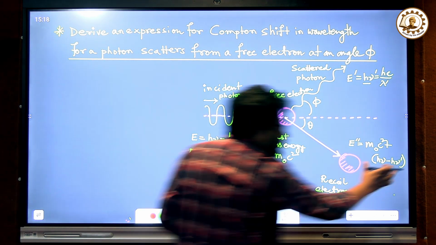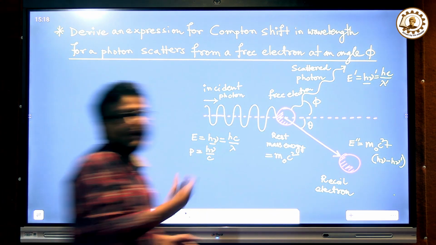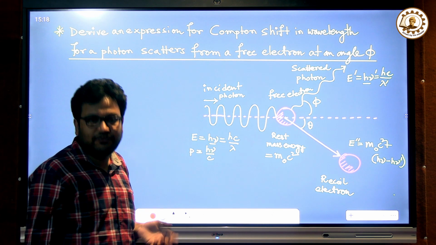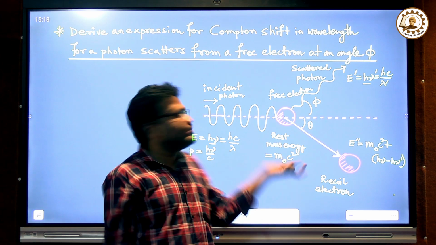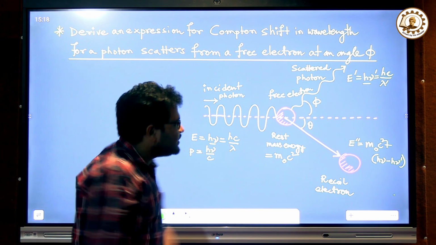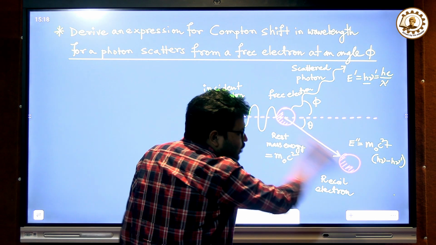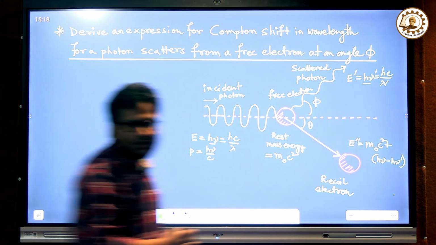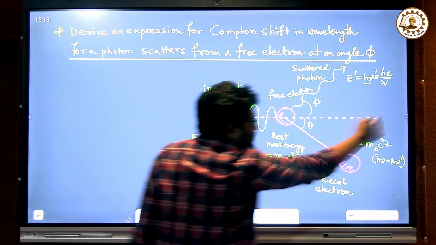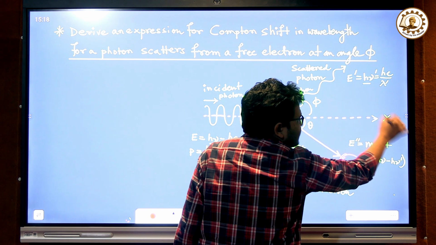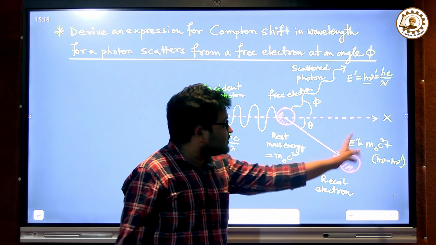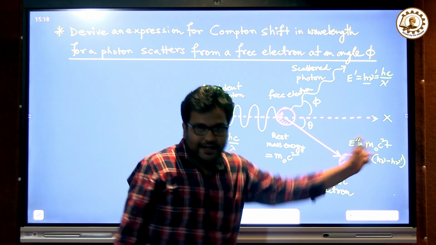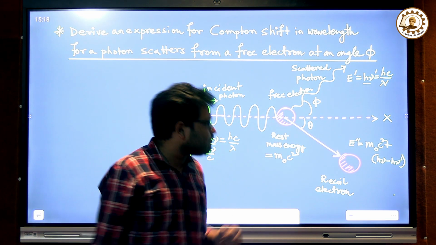This amount of energy that is gained by the electron from this incident photon will be completely converted into kinetic energy of this electron, and thereby the electron will recoil at a particular angle theta with this horizontal axis. I am taking it as the x-axis. Okay. So this is the total energy of the electron, that of the recoil electron.